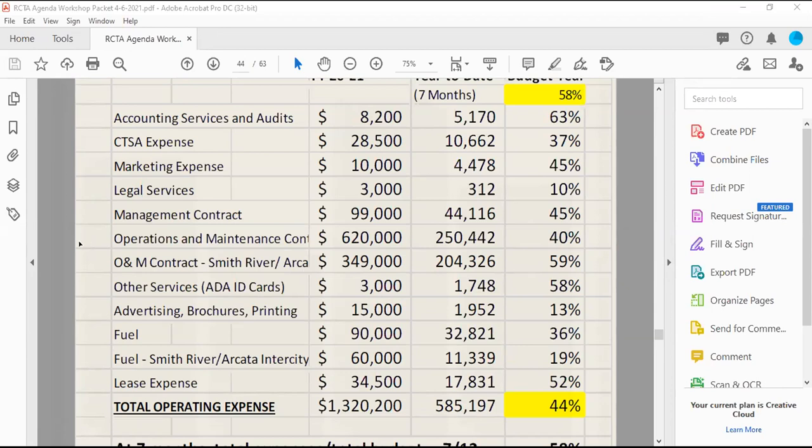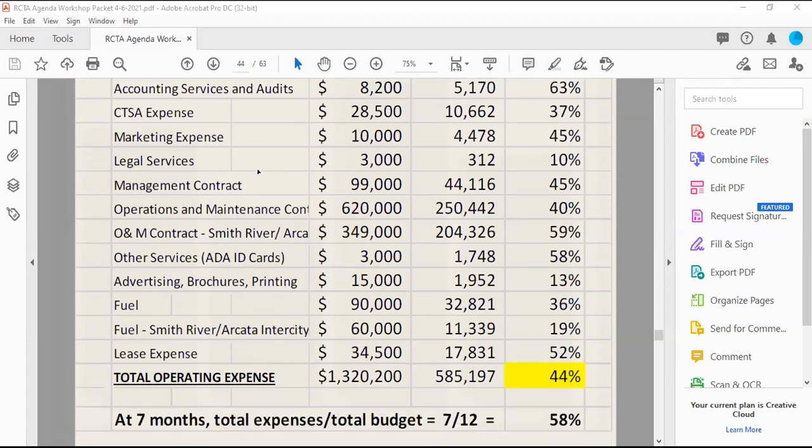CTS marketing expense. All of the rest of them are the same. Basically, if it's under 58%, we're not spending it exactly as per month. There may be some fluctuations in billing and so on, but you can see it's pretty much healthy all the way down on the budget. All of those percents average 44%, whereas we're 58% through the funding year. And so we're in pretty good shape.